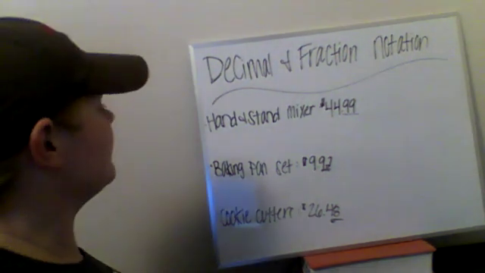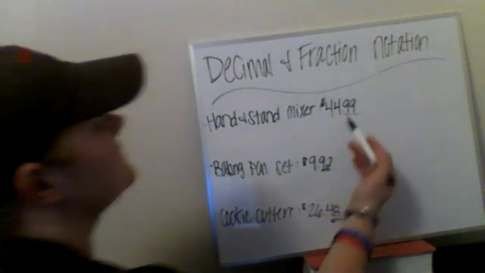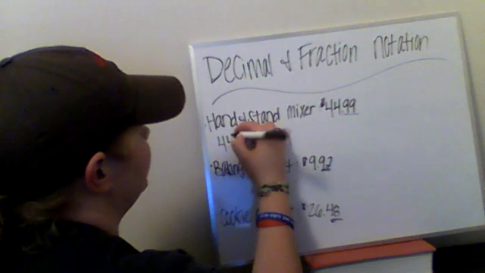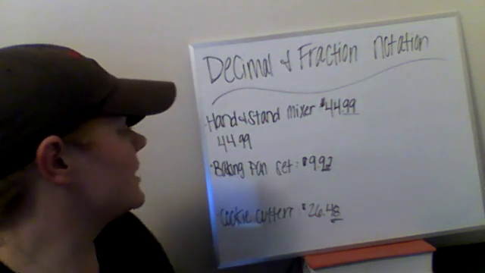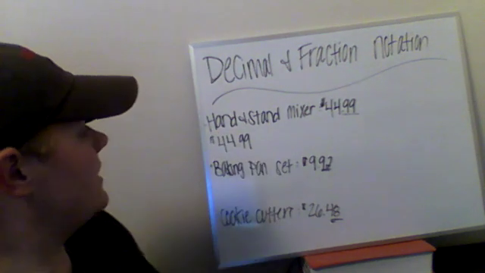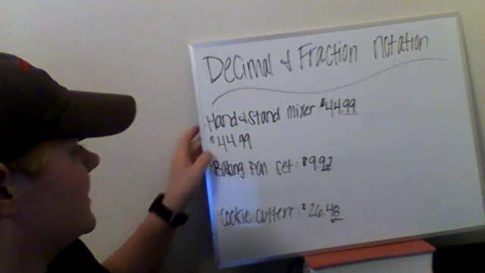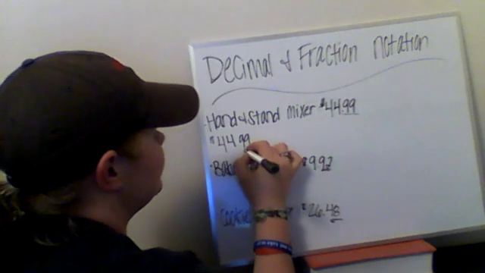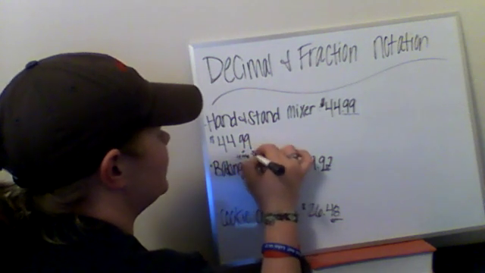If I look at the first item on my list, I have my hand and stand mixer that is $44.99. I'm going to bring that amount over here so I can work with it. If I look at $44.99, I see my 44 is in the ones and the tens place. My 99 is going to be in the tenths place and the hundredths place. I'm going to put that up here because it's going to be important.